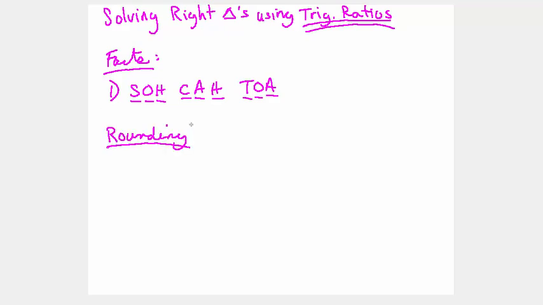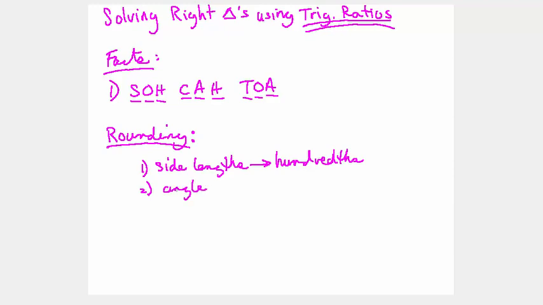Beyond that, there are some general rounding principles we're going to follow, as we'll be needing to round for several of our answers. And those principles are these. I'm going to list a few of them here. First of all, side lengths, we are going to round to the hundredths place. Secondly, angles, if we get an angle answer for a triangle, we're going to round those to the tenths place.